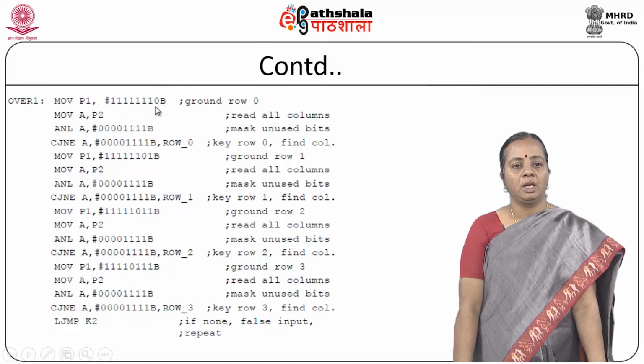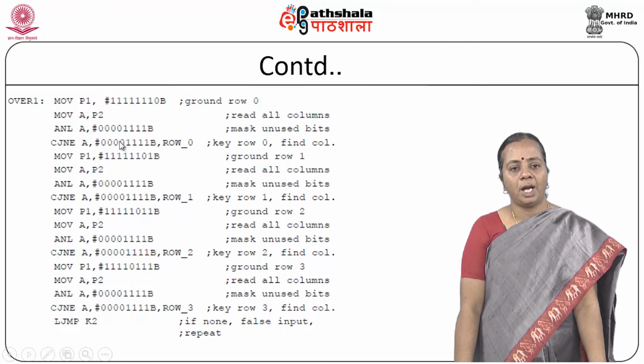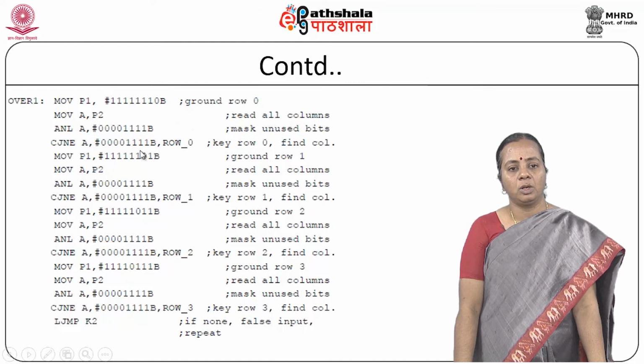That means I'm making row 0 equal to 0. I am grounding it. Now I am moving P2 to A and ANDing it with #0011, so that I am masking these bits and looking at only these bits. Now CJNE A, #00011B, that means row 0.